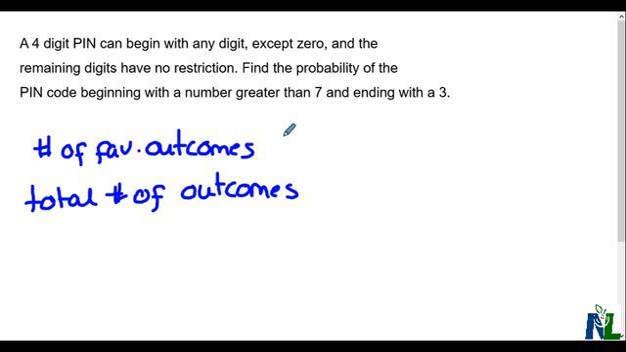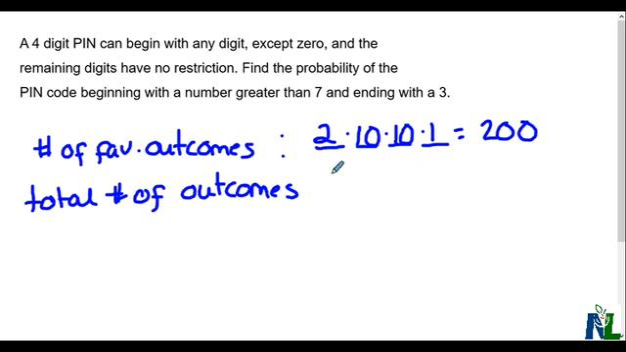So in terms of the favorable outcomes, we're trying to figure out how many 4-digit pin numbers we have such that the first number is greater than 7. So we see that there's only 2 choices for this. This has to be an 8 or a 9. Now it has to end in a 3. So there's only one choice for that. It has to be a 3. And it doesn't say anything else about the middle numbers. So it would be 10 choices for each of these. So that means that we have 200 pin numbers that are greater than 7 and end with a 3.